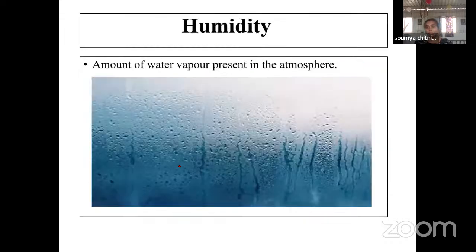Now coming to the next factor, that is humidity. As we all know, humidity is nothing but the amount of water vapor present in the atmosphere. How it happens: when water evaporates from the earth's surface or from water bodies, it condenses in the atmosphere, becomes a cloud, and comes back as rain. When it condenses, maybe because of the temperature variation or the amount of water vapor, when we compare with the other saturated body, then we call it humidity.